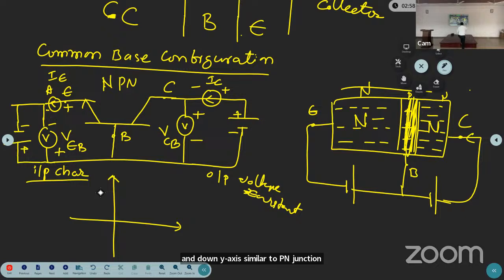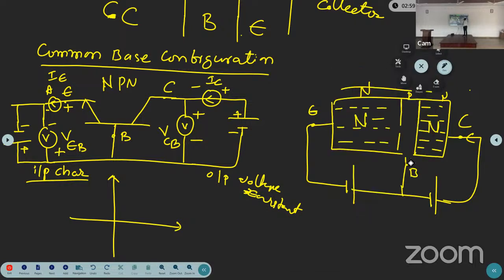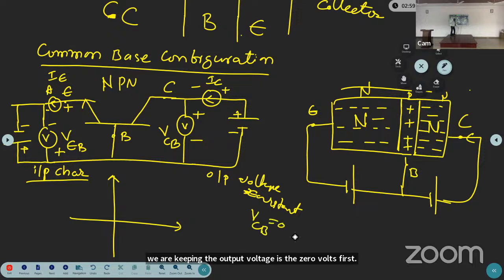Okay. Now, to draw the input characteristics, you keep the output voltage constant. So how much voltage do you want to keep constant? Output voltage 0 or 2 or 5? By default, first simply take 0. Okay. Now we are keeping the output voltage at 0 volts first. VCB is equal to 0 volts.